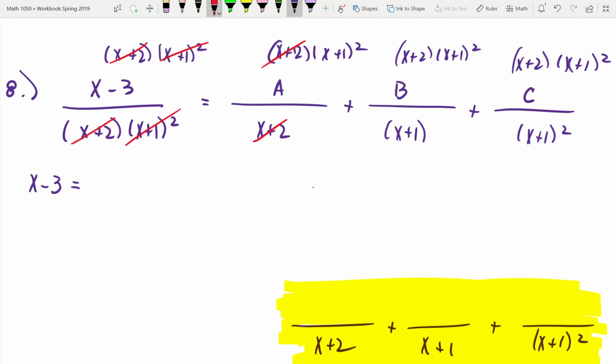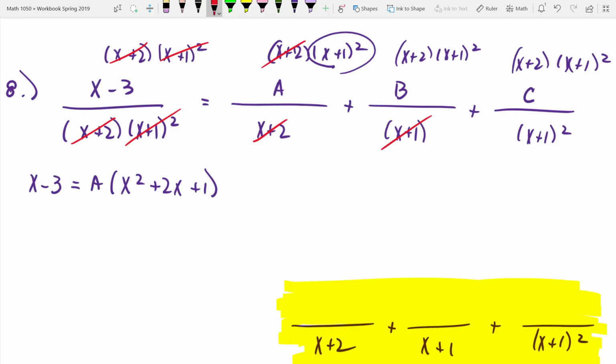Now look what we've got. People are getting confused on that. You've got a times x plus 1. Do not distribute the a until you multiply x plus 1 times x plus 1. When you multiply x plus 1 times x plus 1, you have to FOIL it. That gives you x to the second plus 2x plus 1. Then as the next step, you would distribute the a. Please don't distribute it before. It's too difficult. It's not good.